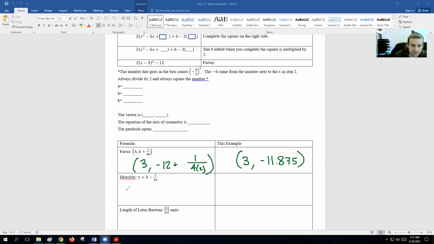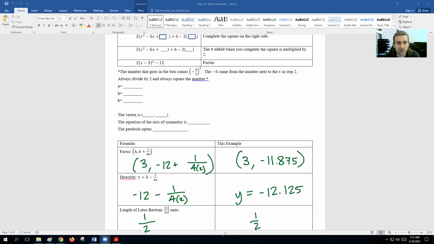The directrix here is y equals k, which is negative 12, minus 1 over 4 times a, which is 2. So this would be y equals negative 12 plus 1.25. And the length of the latus rectum, which is the distance between the focus and the curve points, would be 1 over a, 1 over 2, so that would be 1/2.